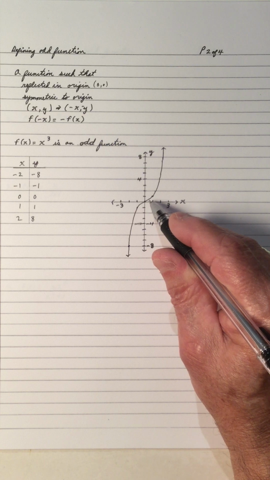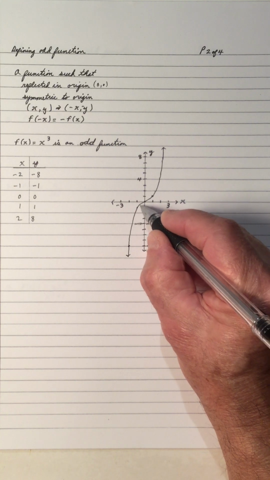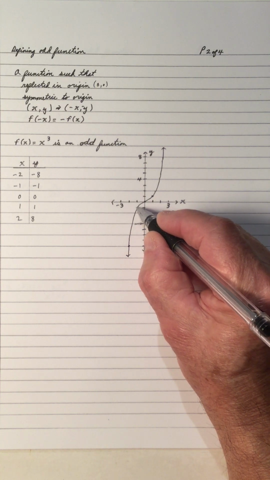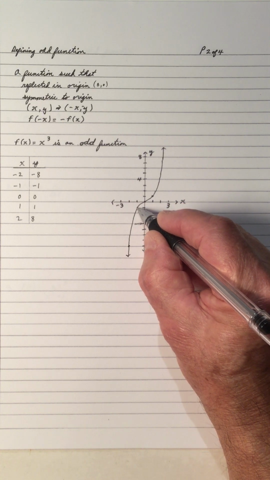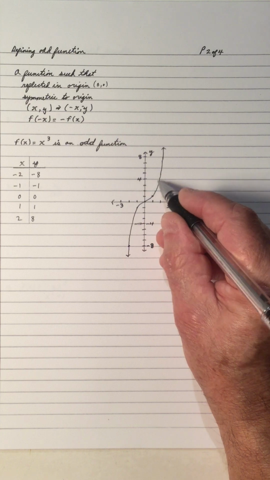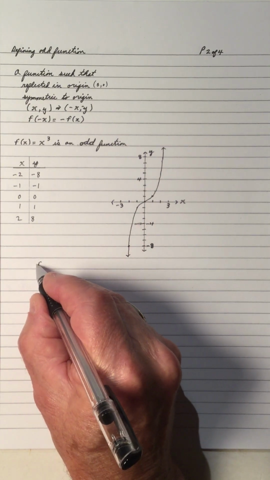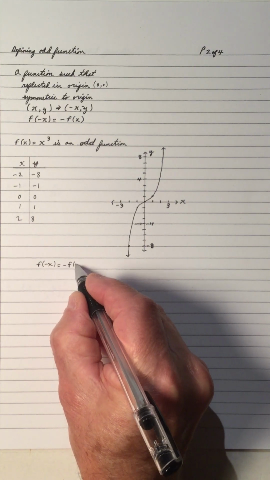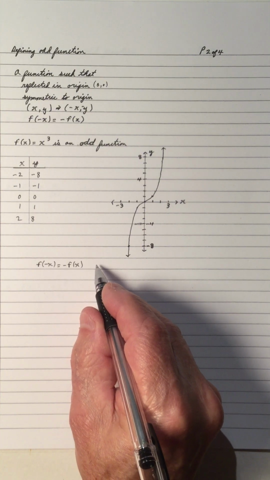Notice that this point here is (1, 1). For this point, the x is negative 1 and the y is negative 1. So the coordinates are switched to the opposite of what you have when they're odd. Another way we're going to explain this is that f of negative x is equal to the negative f of x. So if we can prove this about any function, then we say it's odd.